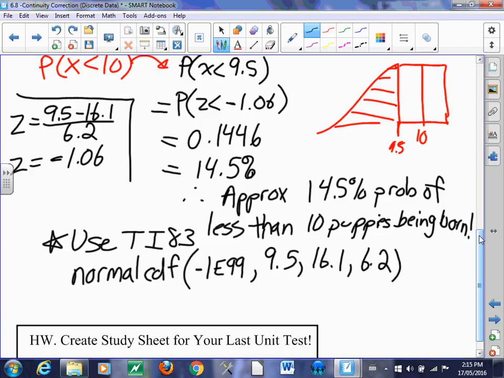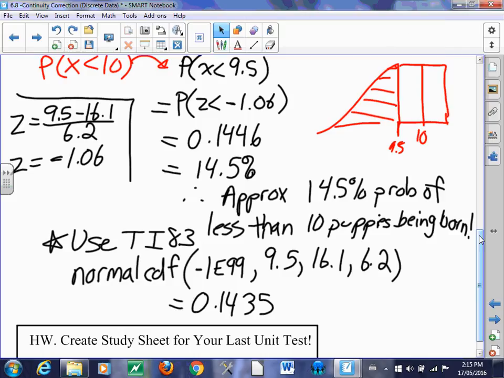And we close that. And you get 0.1435, which is pretty darn close. Okay, so that gives you 14.4% versus 14.48. So it's pretty close.